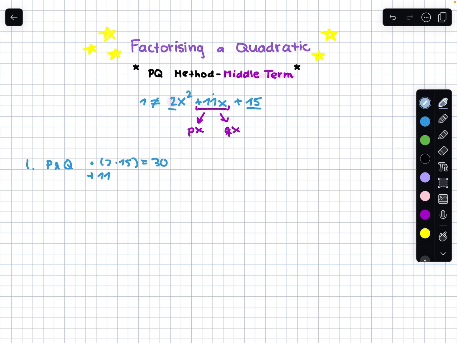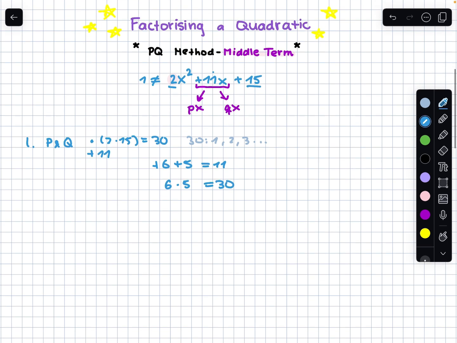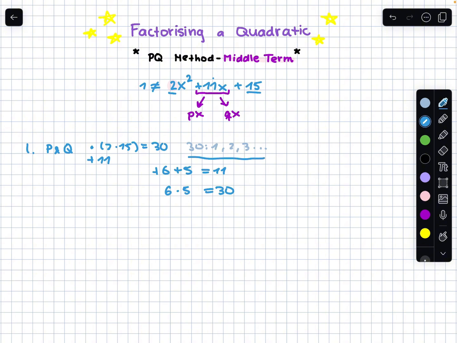We can do this by starting to list off the factors of 30, which is going to be 1, 2, 3, dot, dot, dot. Or you could also do it by intuition, and notice that if you take positive 6 and add positive 5 to it, you will have 11. And taking 6 times 5 will also equal 30. So you don't actually have to write out all the factors.